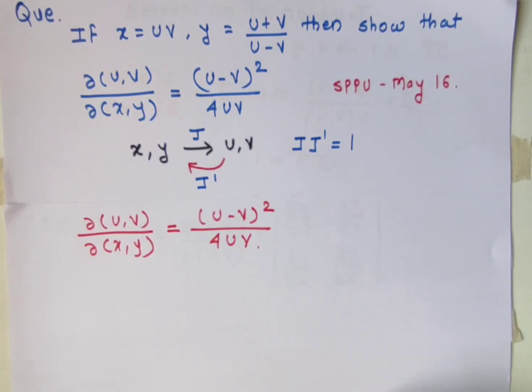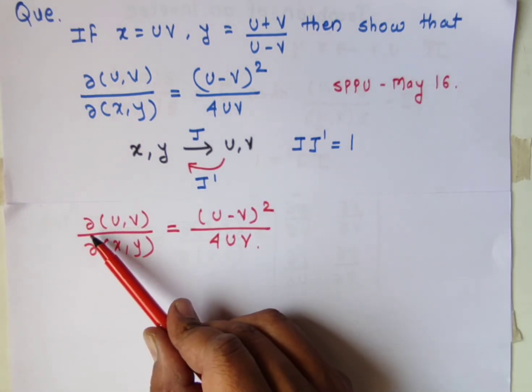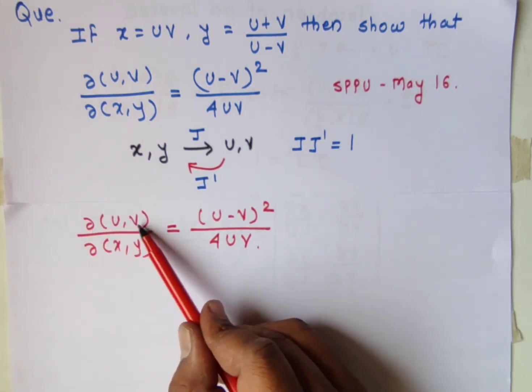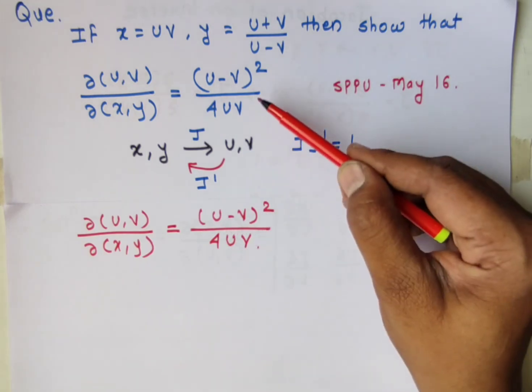Again back to the question, we need to find the value of this. Therefore we get J', ∂(u,v) upon ∂(x,y), is equal to (u minus v) the whole square upon 4uv, and that is what we required.